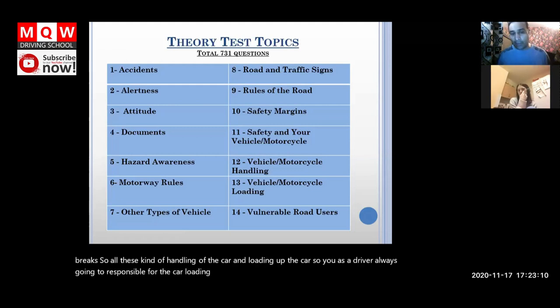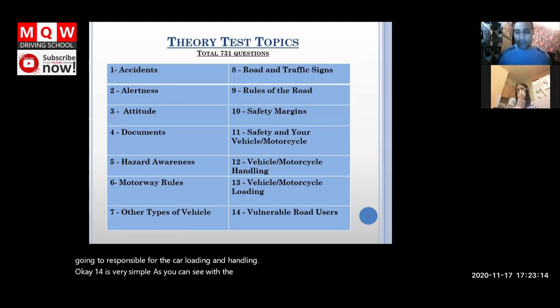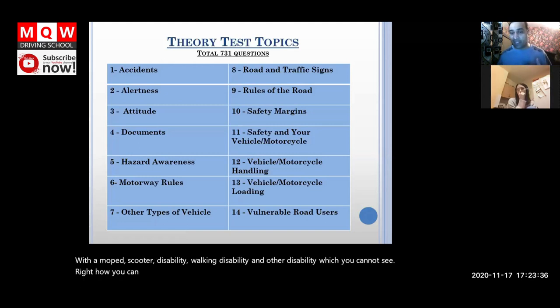Okay. Number 14 is very simple, as you can see from the name, vulnerable road users. That again talks about deaf people, blind people, people with dogs, with a moped, scooter, walking disability, and other disabilities which you cannot see, right? How you can identify them, if they are with a stick, what color stick, if they have a dog, what color strap on the dog. All these kind of things, and how you can spot them as early as possible.